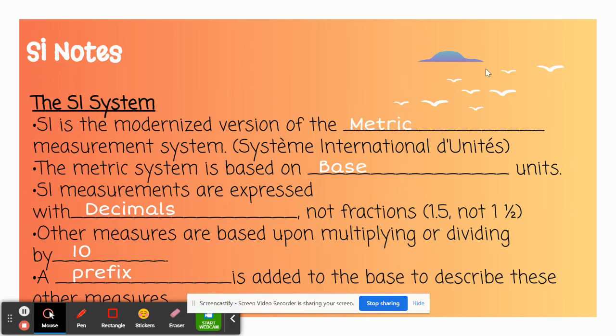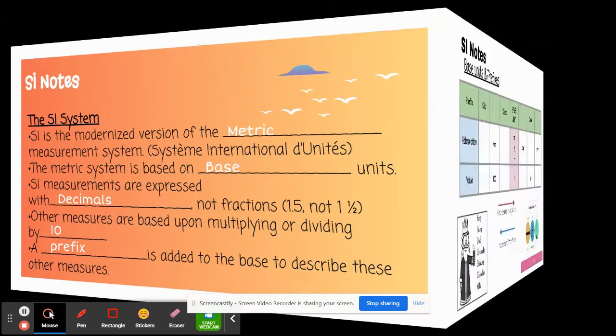We make measurements expressed with decimals, not fractions. Those other measurements are based on multiplying or dividing by 10. So it makes it really easy, since we don't have to remember there are 3 feet in a yard or 12 inches in a foot. Instead, we're just multiplying or dividing by 10 or moving our decimal point. And then we add prefixes to the bases to describe these other measurements. Again, pause and make sure your notes are complete.